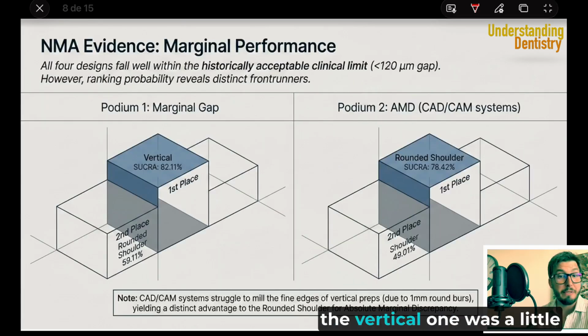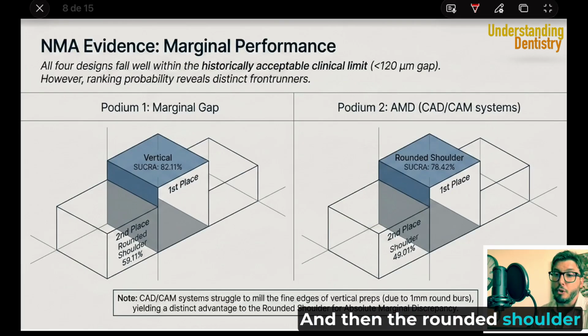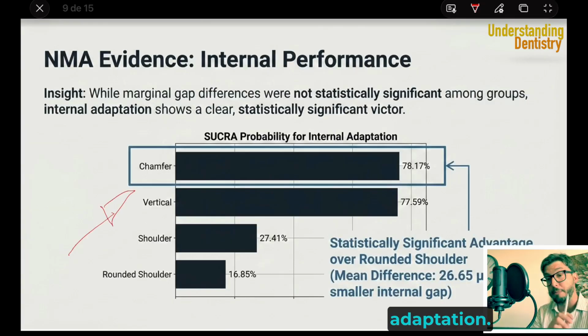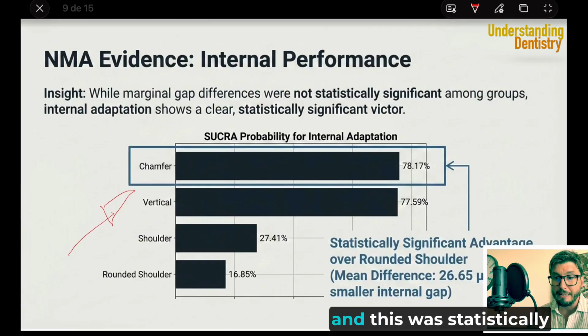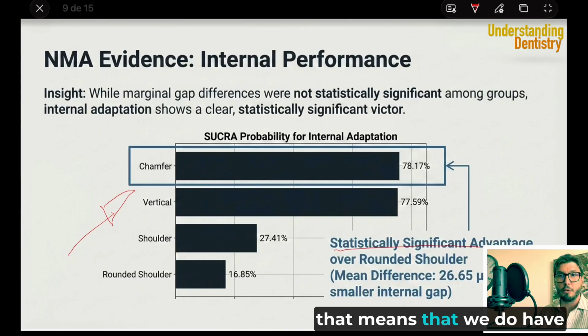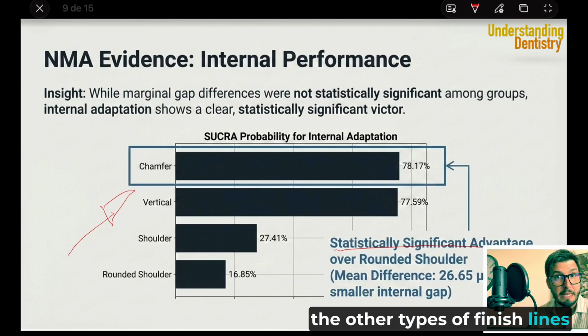So marginal gap, the vertical one was a little bit better according to this article. The article will be cited at the end of the video. And then the rounded shoulder was better for the internal adaptation. Let's see how. The chamfer, therefore, was the best one for internal adaptation. So chamfer was the best one. And this was statistically significant, okay? That means that we do have scientific evidence that chamfer finish line preparations have better internal adaptation than the other types of finish lines for preparations of crowns, okay?